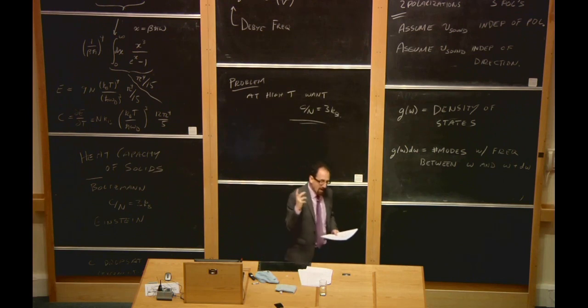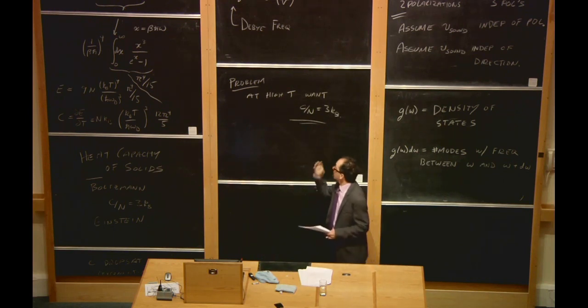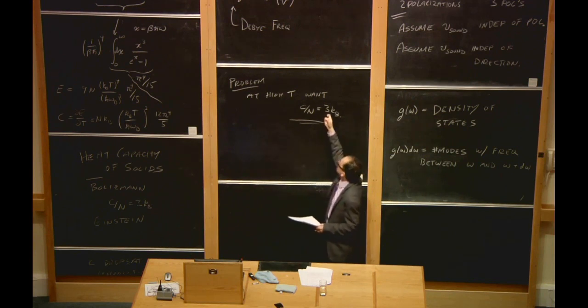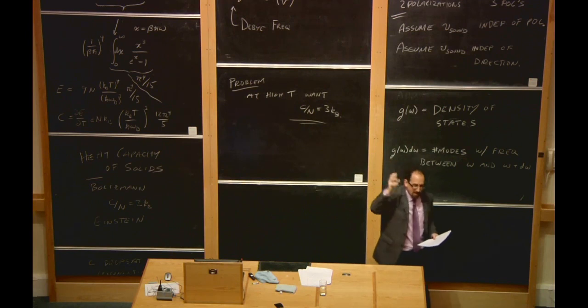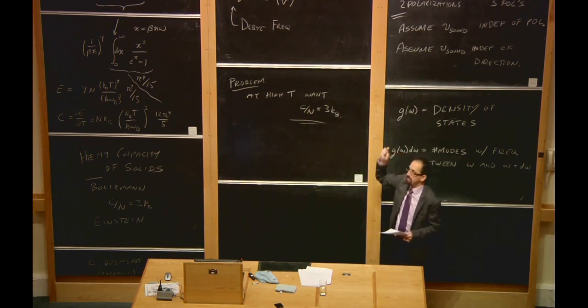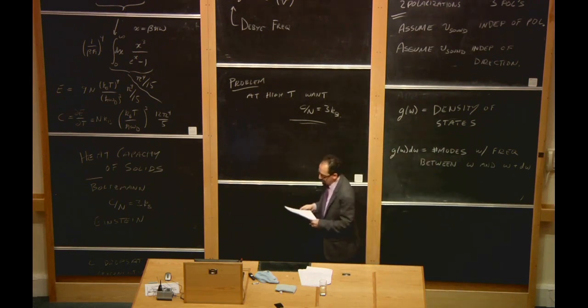And Debye understood where he was going wrong. He has to think about where this 3 comes from. Where is this 3 from? The 3 comes from the fact that the atom can move in 3 directions. Each atom moves in 3 possible directions. You can think of it as 3 degrees of freedom that the atom has.